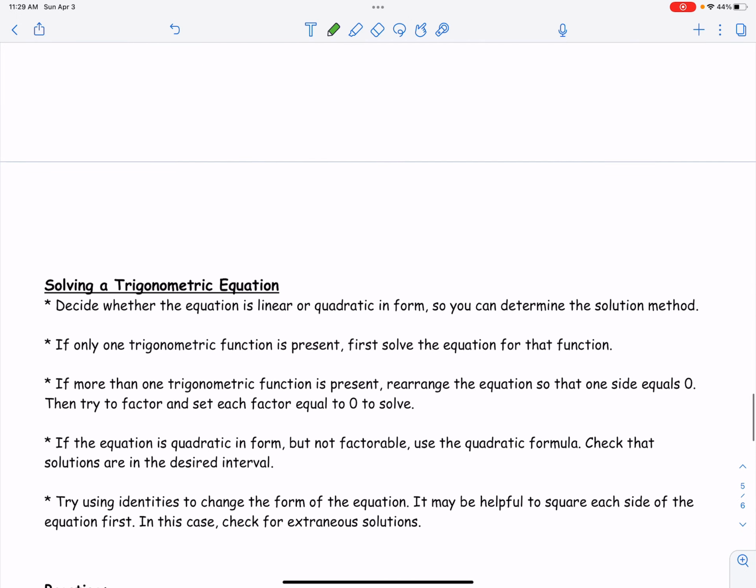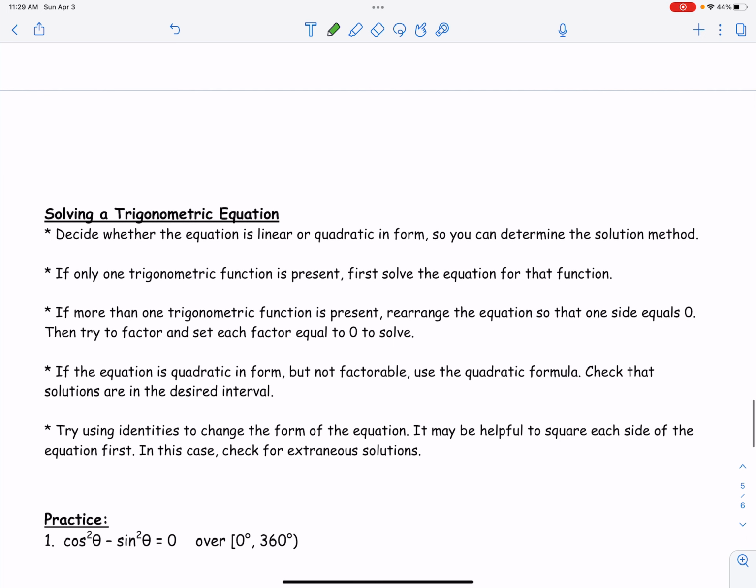So to sum up what your steps are when you're solving a trig equation, first of all, you're going to want to decide, is it linear or quadratic in form? So you know if you're going to factor or not. If it's linear, just solve for the variable, right? Linear means there's no power above 1, and quadratic would be squared. I suppose you could see cubics and other things in here as well. I doubt we get too crazy, but that will help if you start noticing whether it's linear or quadratic.